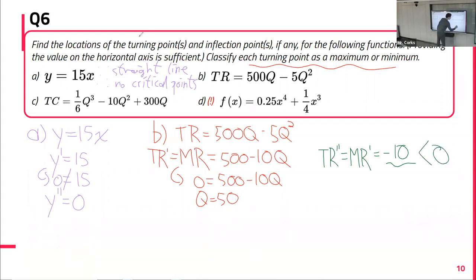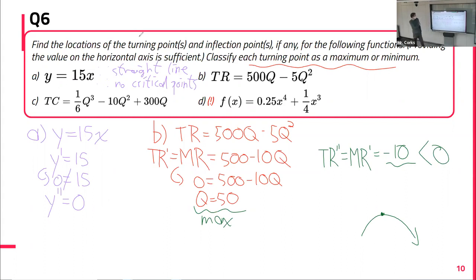So this means, again, our function is curving down at that point. So if it's curving down and we have a flat slope, the only way for that to happen is for it to be a maximum point. So we have a maximum. So there's the turning point.